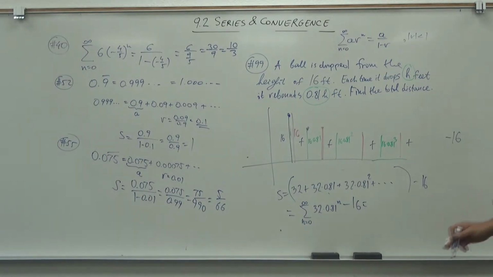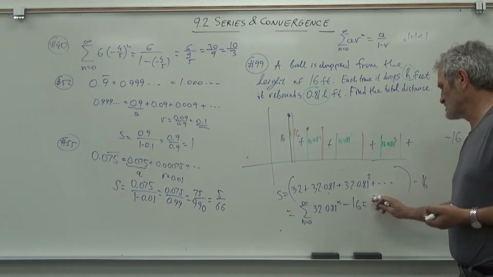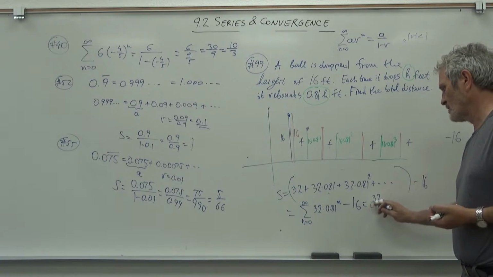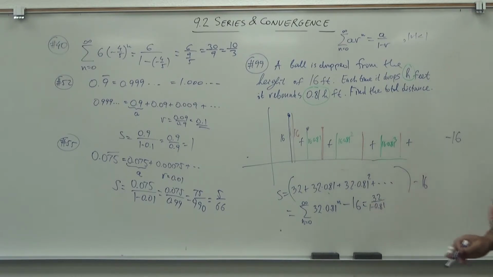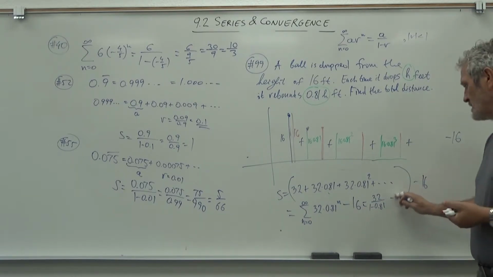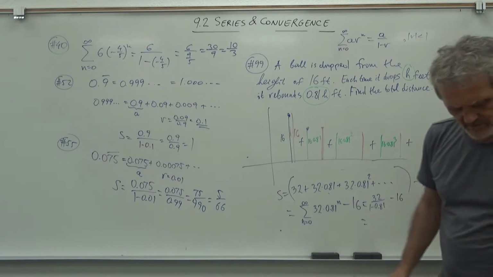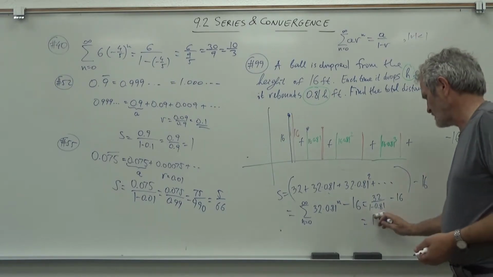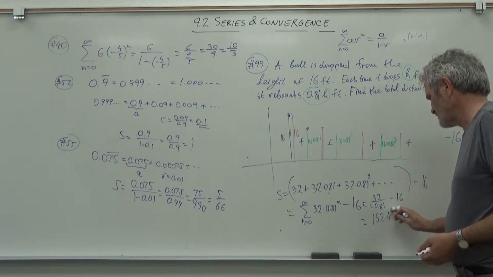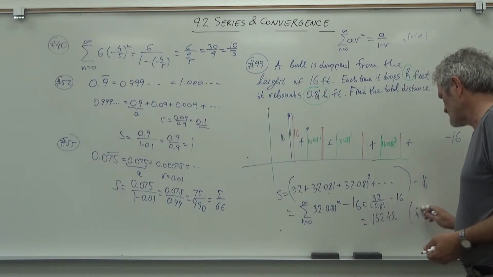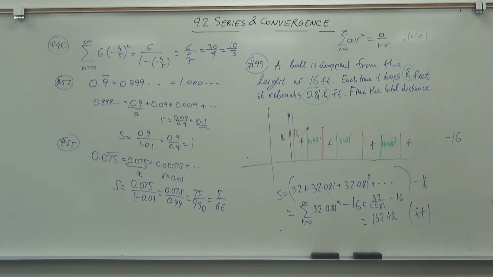Now I call the formula, this is my A, this is my R, so I get 32 over 1 minus 0.81, and minus 16. And then when you plug this into a calculator and finish the calculation, you'll get 152.42. The answer is in feet. So everything is feet. So yes, this is the total distance traveled. So it was fairly straightforward.